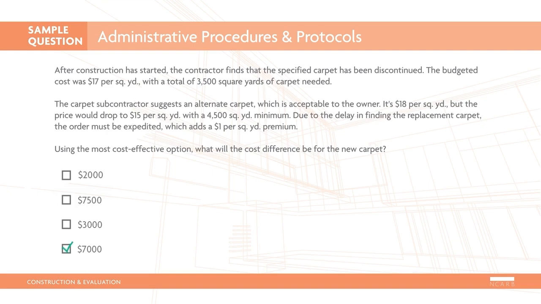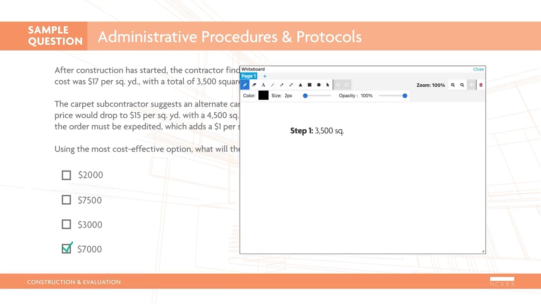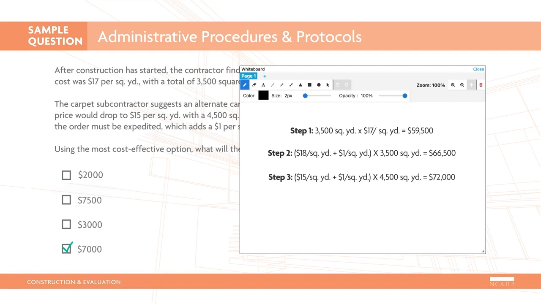The correct answer is $7,000. You'll first need to calculate the original cost of the carpet. Next, you'll calculate the cost of the 2 alternatives: the higher price at the specified yardage and the discounted price at the increased yardage. In both cases, the premium for expediting the order must be included. After deciding on the most cost-effective option, you'll subtract the original cost from the cost of the alternate to determine the cost difference. Because the dollar sign is included next to the answer box, you'll know the answer must be provided in dollars. This is an AE level item requiring you to analyze cost and specification information to evaluate product alternates.